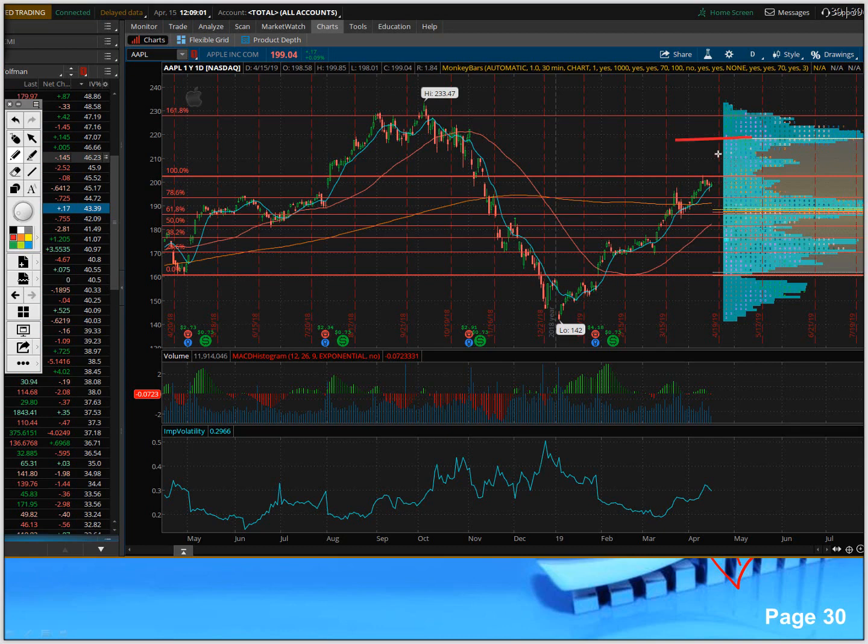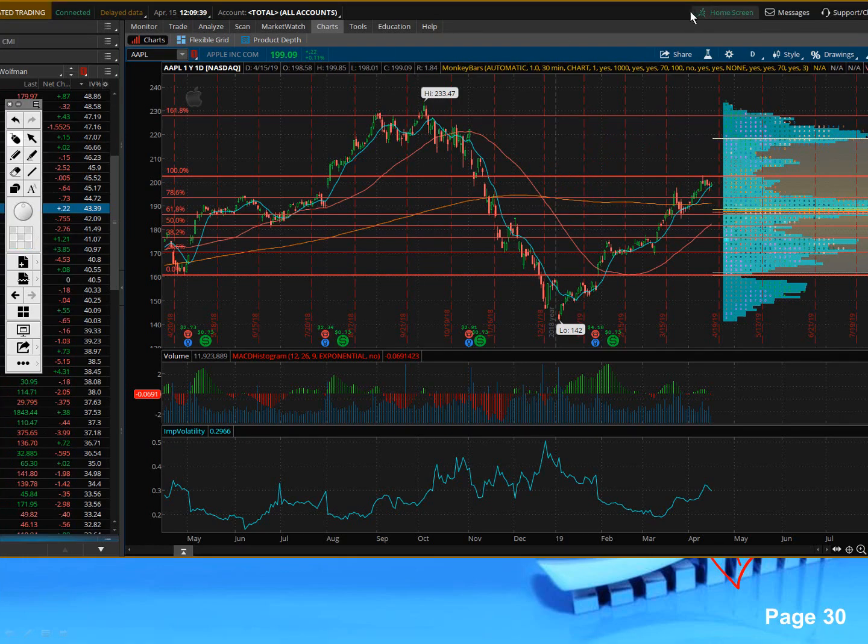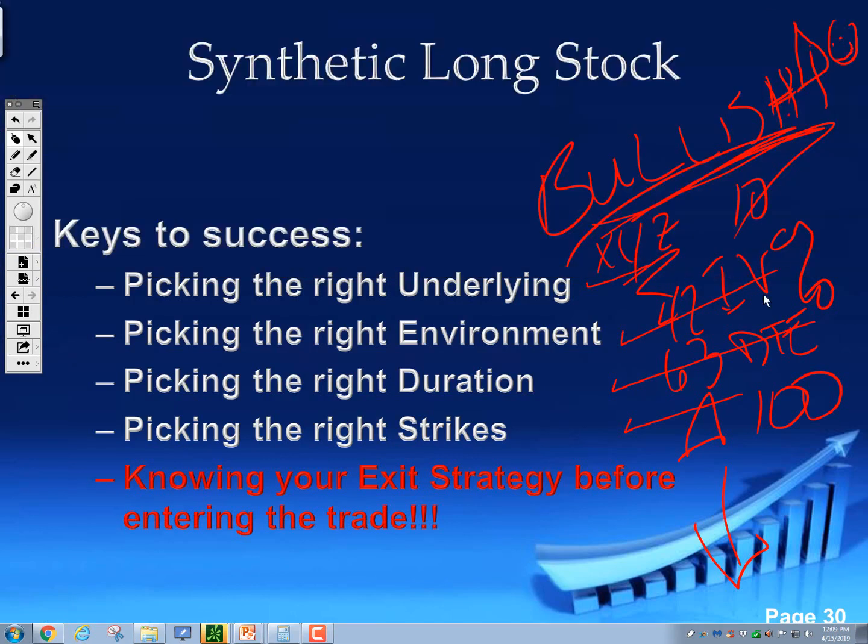So I said, okay, I think it's going to go to 218. I wrote that down. But if this rolls over and breaks the 78% Fibonacci, then I'm out. If it goes below here, I'm going to be pulling the ripcord on this strategy. So I know where my highs and lows are. If it rolls over here and breaks this level, the 78 Fibonacci, I'm out. I write all of those things down so that when we see it happen, I'm out.